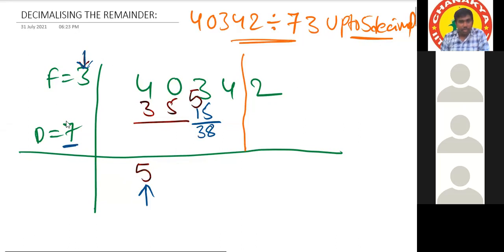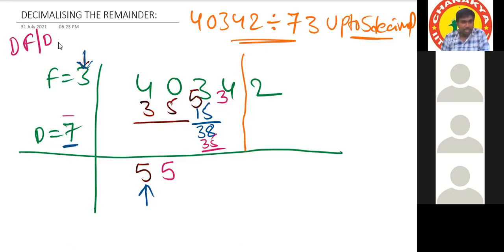Now see here. In 38, how many times will 7 go? 5 times. So one cycle, divisor is over and flag is over. Again I am coming to the divisor. 7 5s are 35. And what is the remainder here? 3. Write it before the next digit. Next, the number becomes 34.